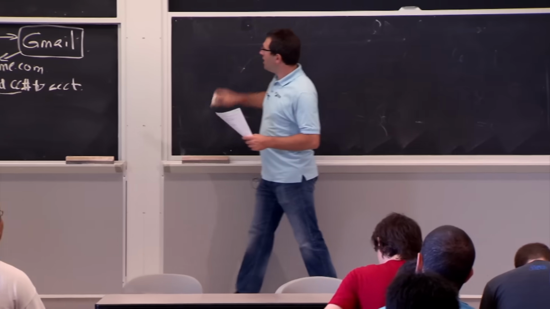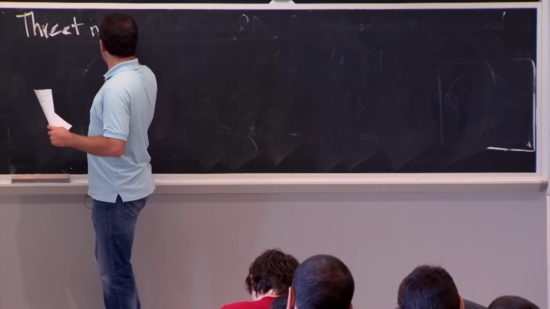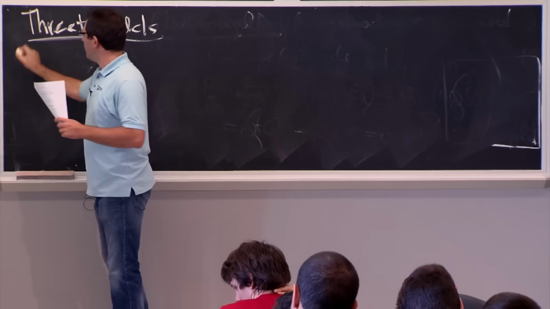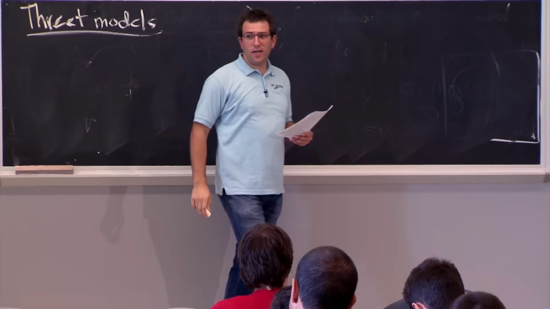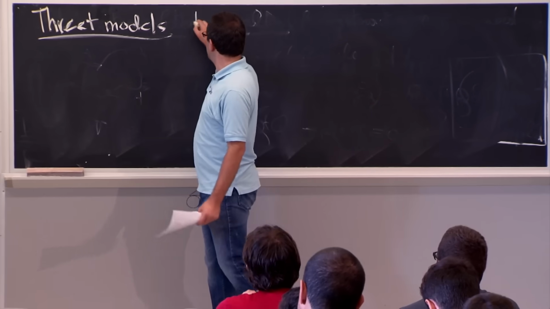OK, so what are examples of threat models that go wrong? Well, probably a big one in practice is human factors.